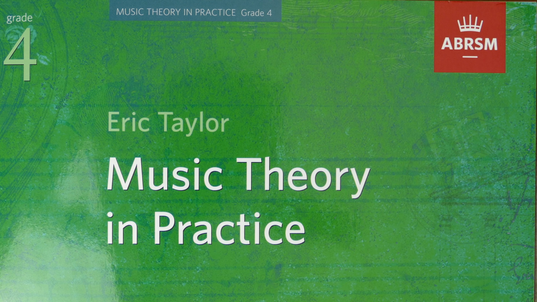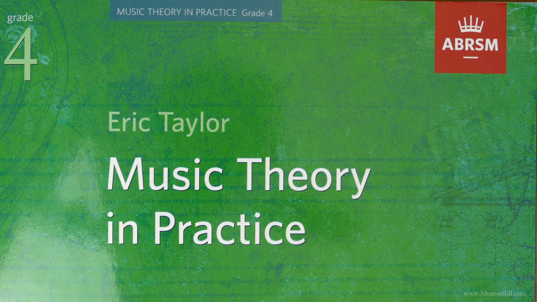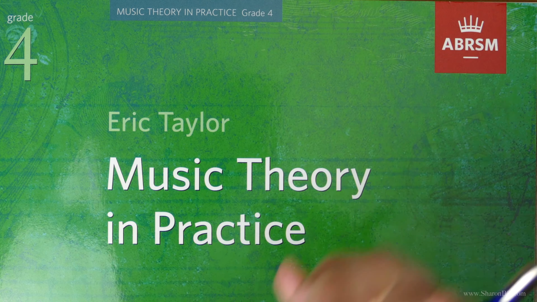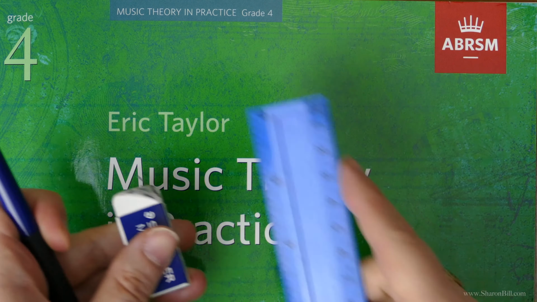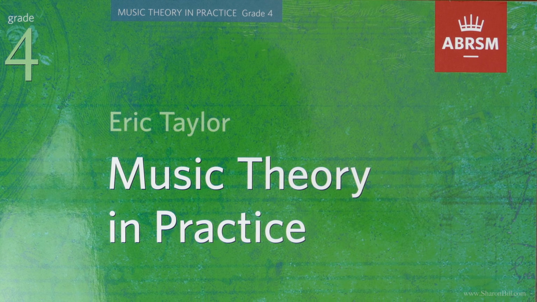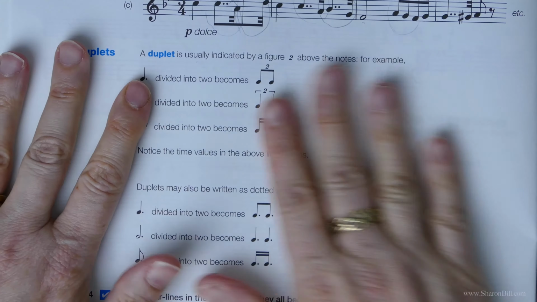There's loads in store. And so if you want to grab your pencil, you need a nice sharp pencil. I've got a mechanical pencil here so it stays sharp, but you need an eraser and a ruler. And we're ready to get cracking. So if you'll turn with me to page 14 in your Music Theory and Practice workbook. And we're going to be looking at the second part of this page. We're going to be looking at duplets.